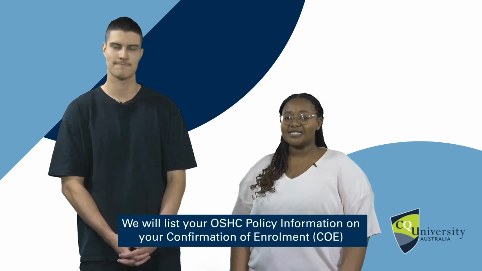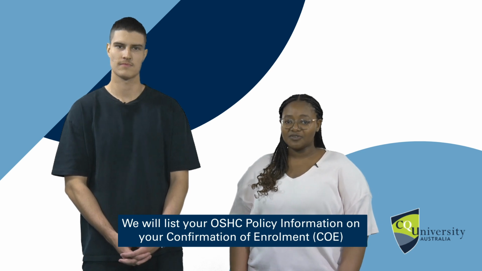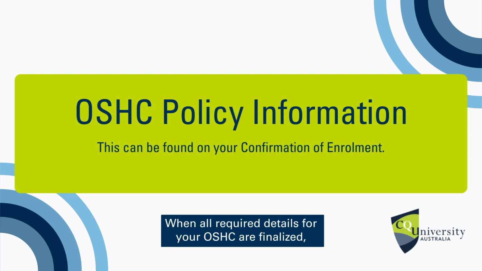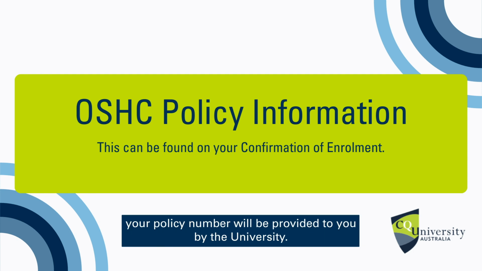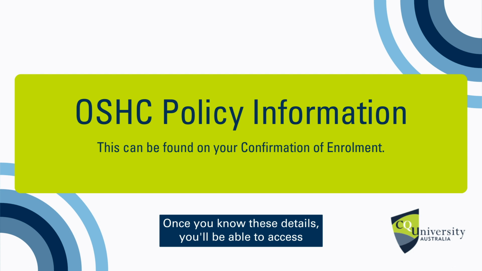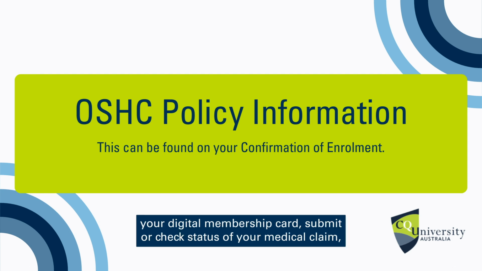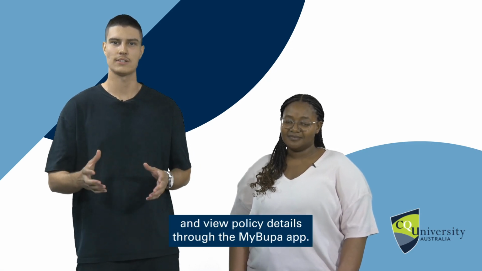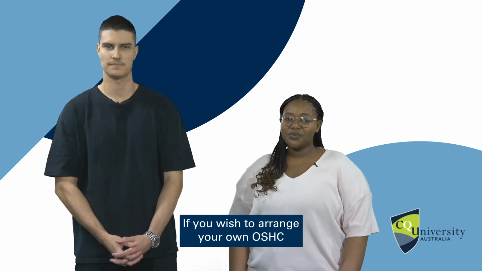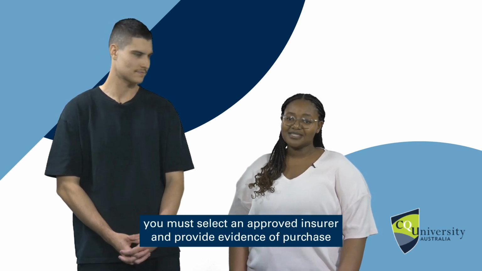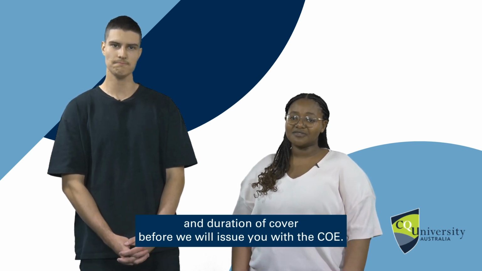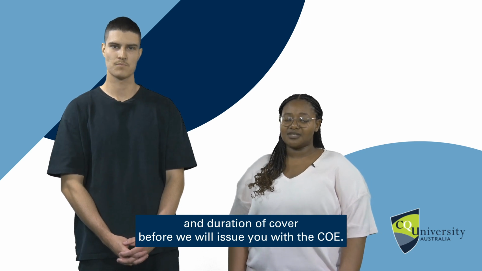We will list your OSHC policy information on your confirmation of enrollment, COE, which you will use when you apply for your student visa. When all required details for your OSHC are finalized, your policy number will be provided to you by the university. Once you know these details, you will be able to access your digital membership card, submit or check status of your medical claim, and view policy details through the MyBupa app. If you wish to arrange your own OSHC, you must select an approved insurer and provide evidence of purchase and duration of cover before we will issue you with the COE.